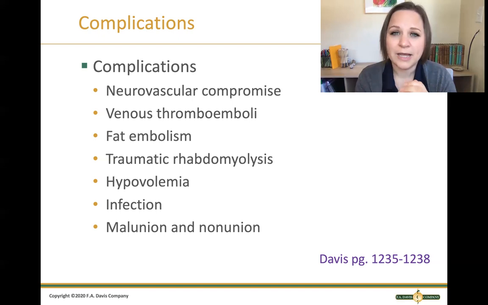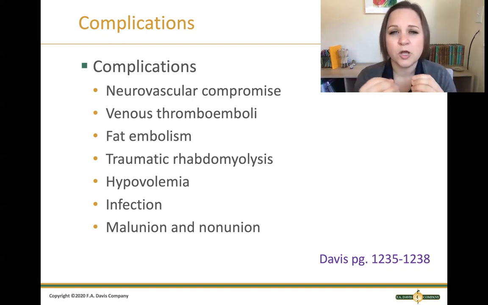Traumatic rhabdomyolysis. So anytime that there's this musculoskeletal trauma, the muscles themselves can become injured and cause breakdown of those muscle cells. One of the breakdown components of muscles is myoglobin. Myoglobin is a big fat protein cell.